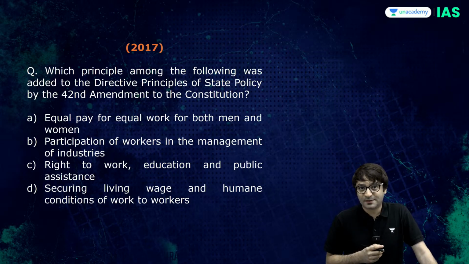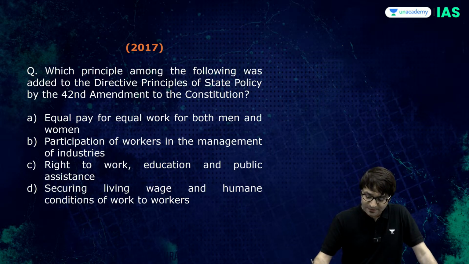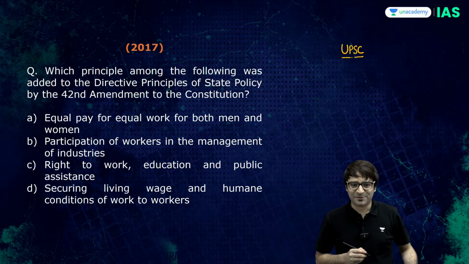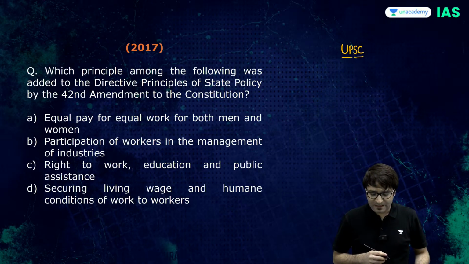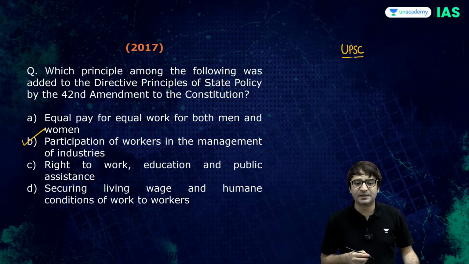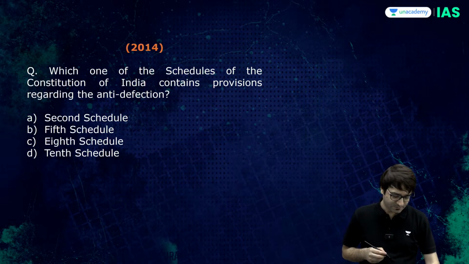Now comes a factual part, and sometimes it's not Union Public Service Commission, it is Unpredictable Service Commission. Which principle among the following was added to the Directive Principles of State Policy by the 42nd Amendment to the Constitution? B. Participation of workers in the management of industries.